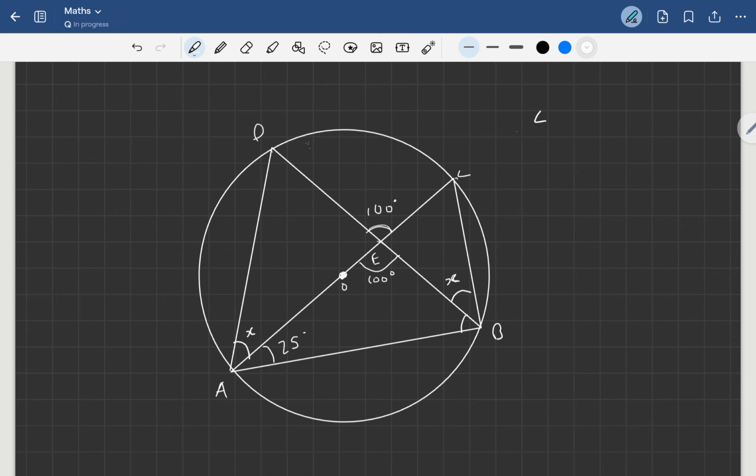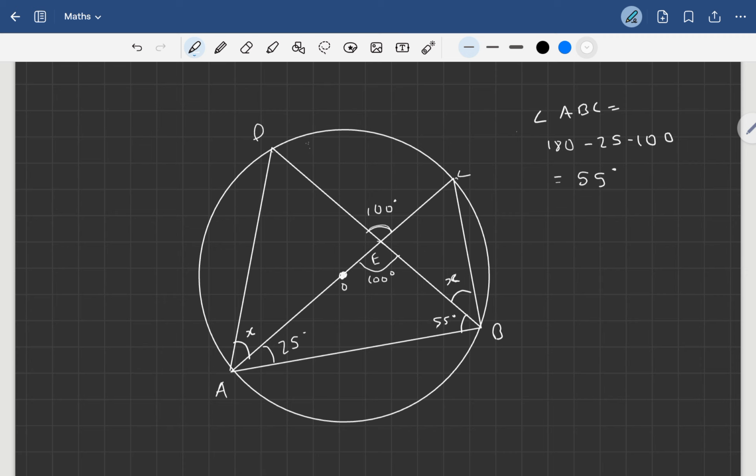So I could work out this angle right here. So angle ABD is equal to 180 minus 25 minus 100, and this is equal to 55 degrees, I believe. Yep, 55 degrees. So I'm going to label that as 55.